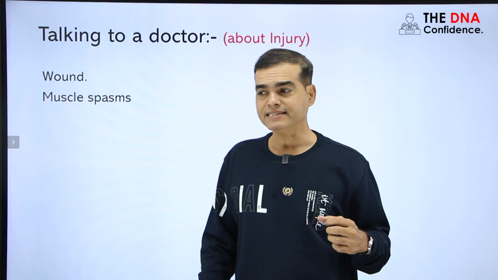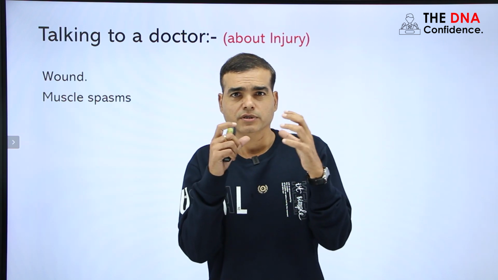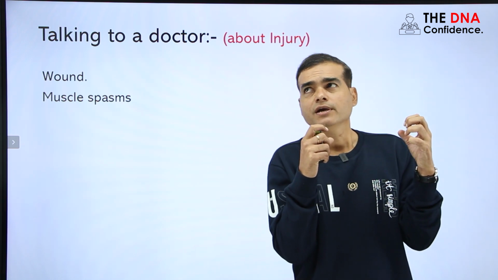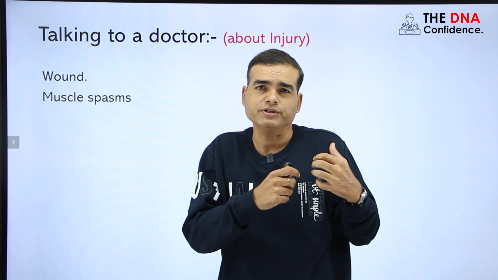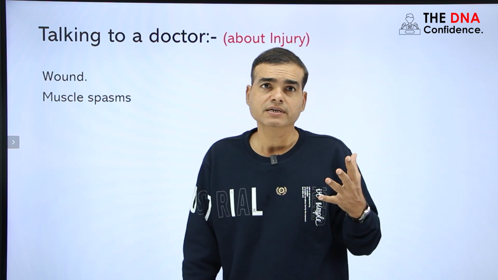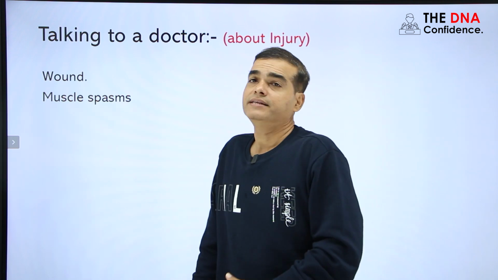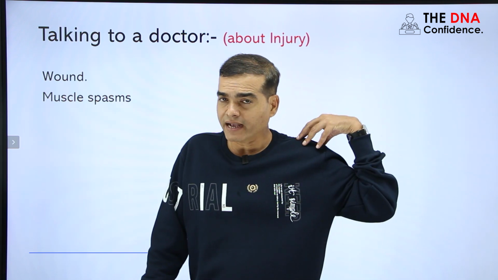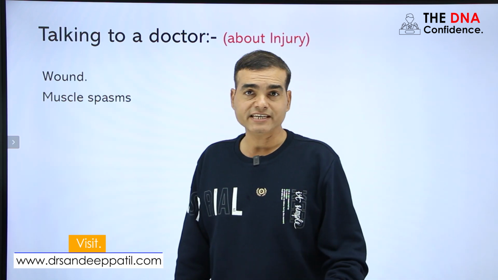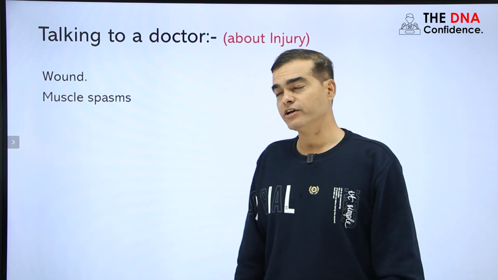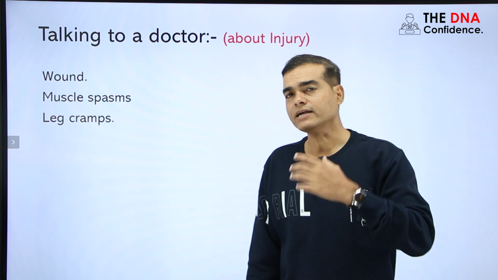Muscle spasm. They are involuntary contractions of muscles. Your muscles contract involuntarily and then you feel intense pain at that point. Usually muscle spasms come in the back. They can come anywhere, but usually they come in your back and they're really painful. Of course, I took some medication and therapy and I recovered. Leg cramps. Why have I taken this word?